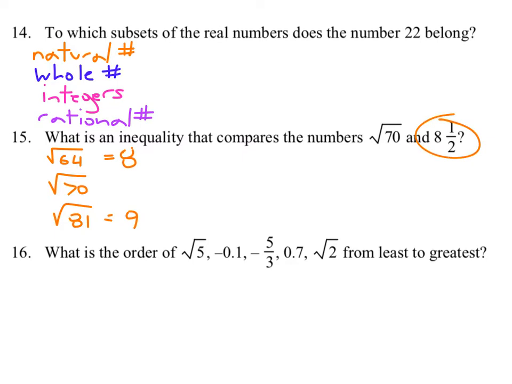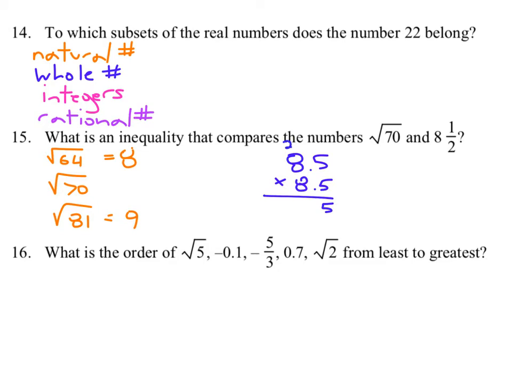Okay? So how do we check it? How could we possibly know? Well, here's the tip. If you take the number 8.5, you can square 8.5. You can take 8.5 and square it.